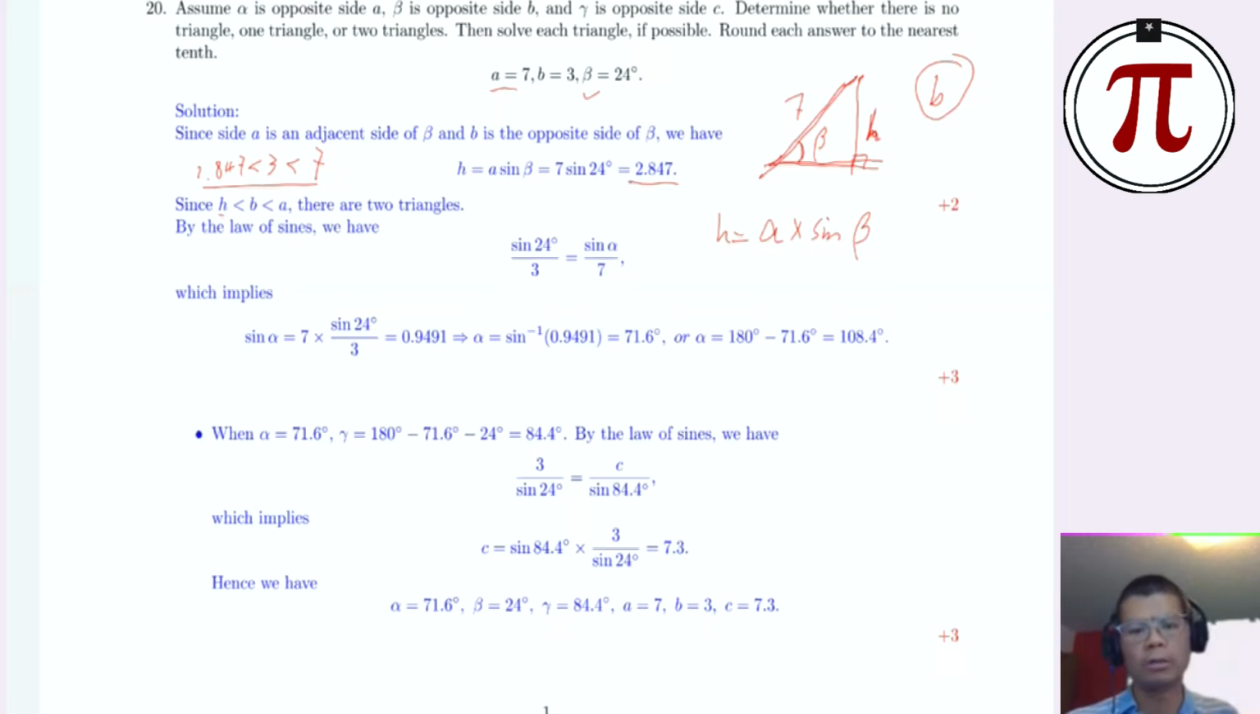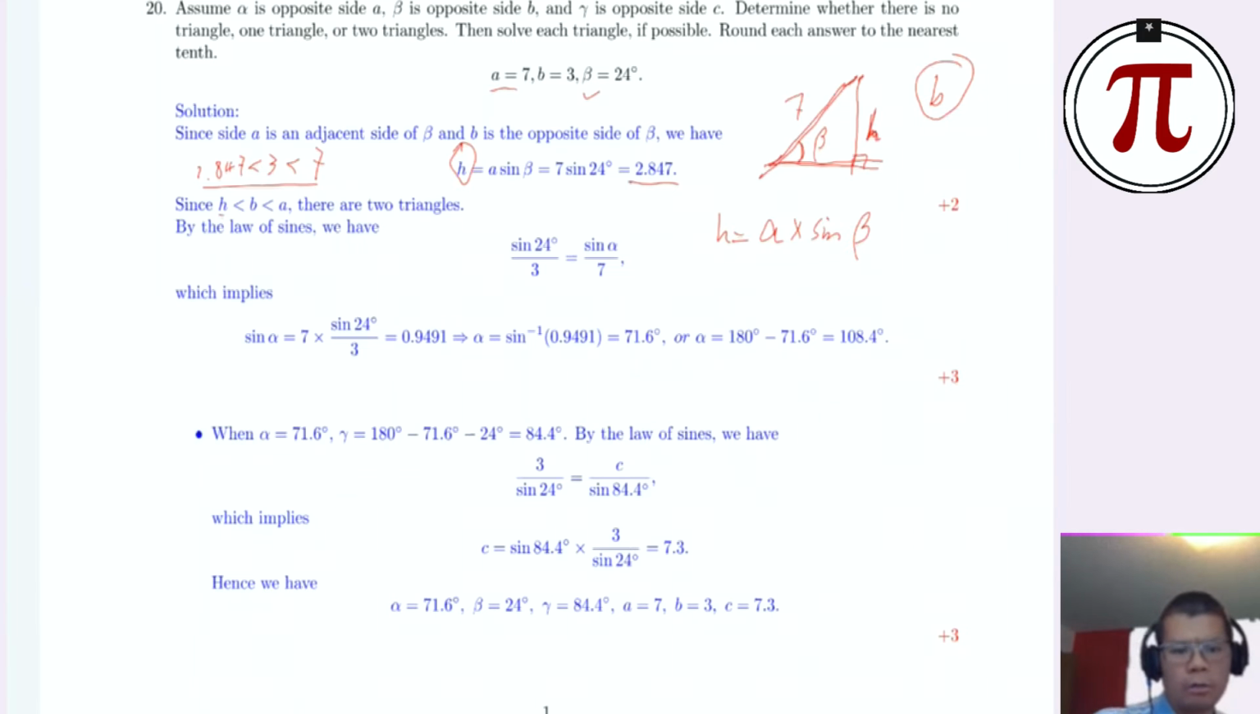Now, in order to get the value of h, you need to know the known angle, which for this one is beta. What is the opposite side? What is the adjacent side? Now, h is the adjacent side times sine of the known angle. So that's what we have, h equals this one. Does that make sense? Okay, since we have this, there are two triangles.